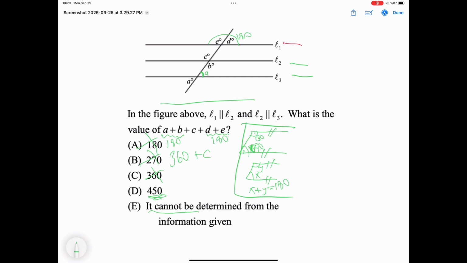So which one is the case here? So we need to find C. But can we find it based on this information? It seems no, we can't find it. So there is no way to find what this C value is.